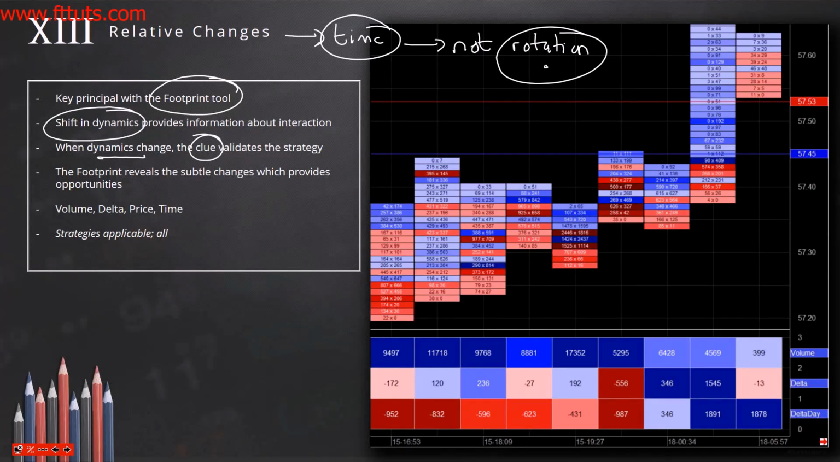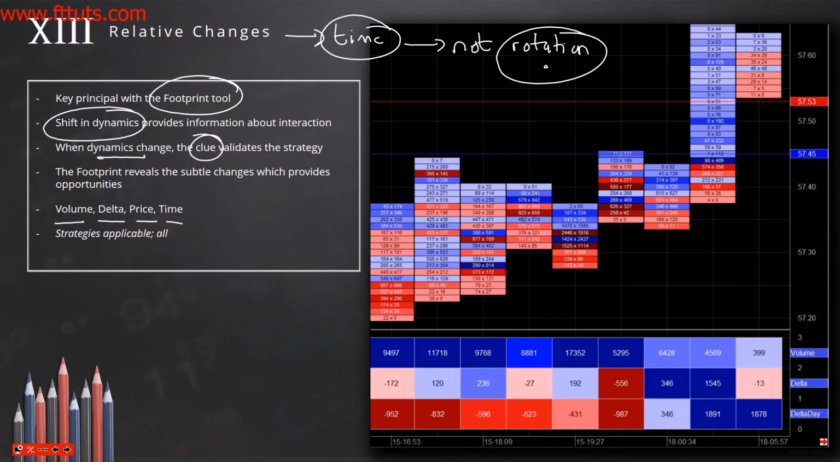The footprint reveals the subtle changes which provide opportunity. Again, those subtle changes are the clues, and it's those dynamics that we need to learn and ultimately take advantage of. Now, in terms of some of the relative changes that we're going to utilize throughout this course, they're going to include volume, delta, price, and time. Whenever I speak about time or price or delta or volume, I'm always referring to the relative volume, the relative delta, price, and time.